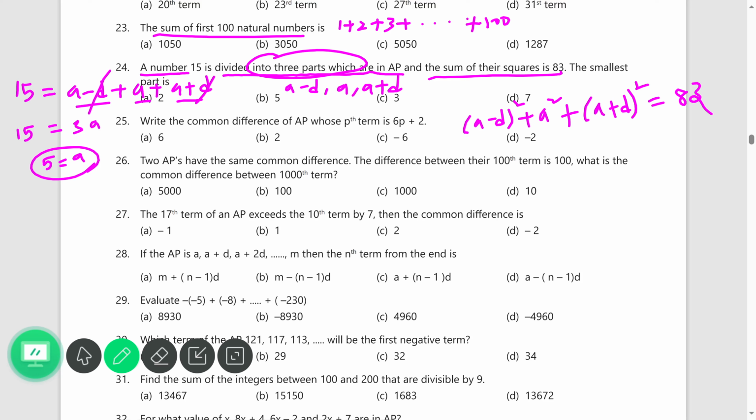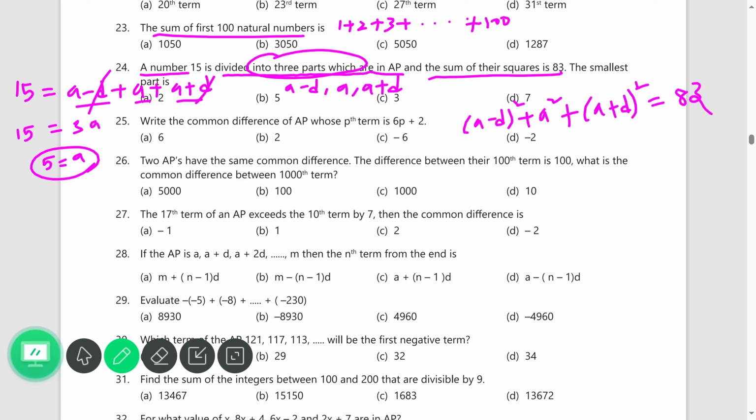Now A value we know is 5. Before that, apply the formula. So A square plus D square minus 2AD, plus this A square will come as it is here, A square plus D square plus 2AD, am I right? Equal to 83. This and this will be cancelled.